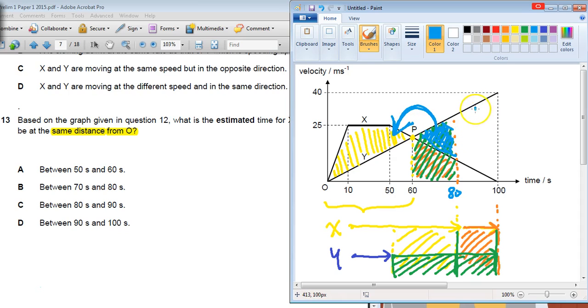So it has to be at around 90 seconds so that this blue area may have a chance to cover this entire yellow area. Because of that, we can conclude that your answer is D.